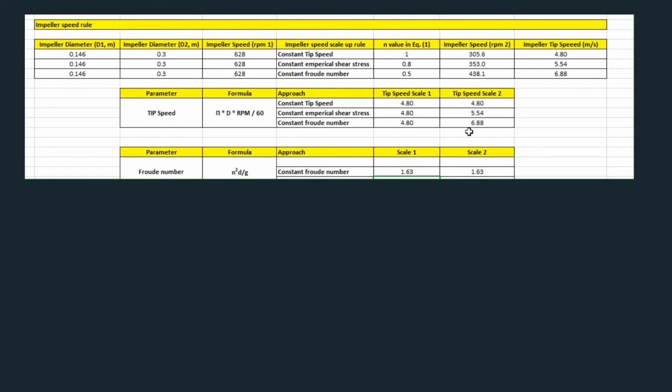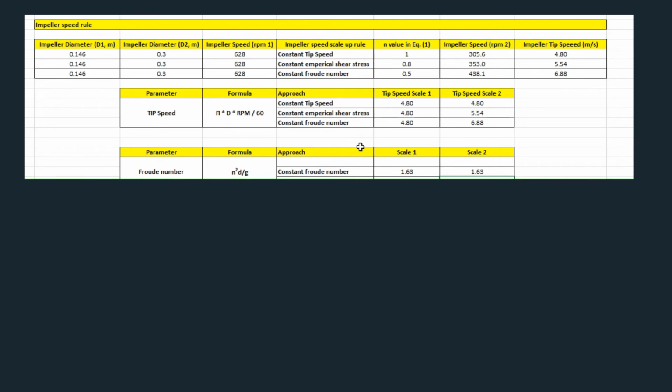In the same way, by that equation we calculated the RPM of the higher scale, which is 438.1. We implemented the same check for the Froude number: G7 divided by 60, times G7 divided by 60, multiplied by the C7 higher scale diameter, divided by the acceleration due to gravity. So here the Froude number is 1.63. Both Froude numbers are the same, so by the constant Froude number rule we get the same Froude number.